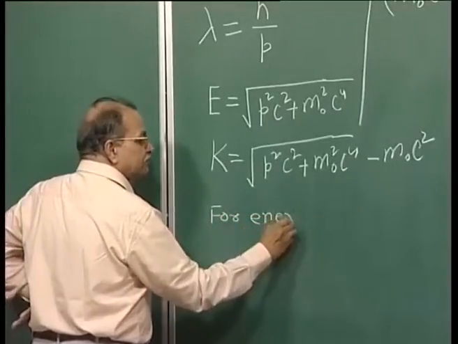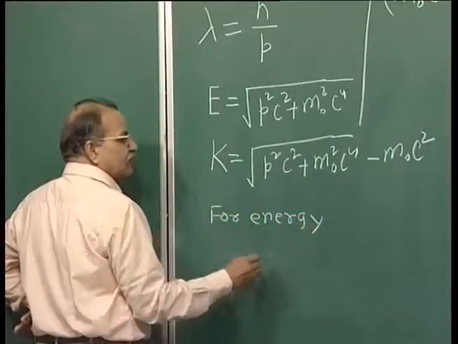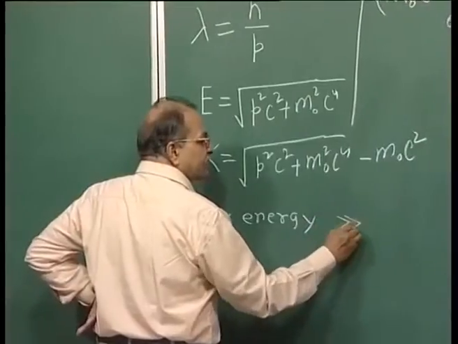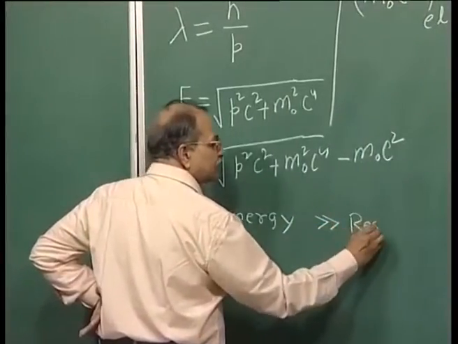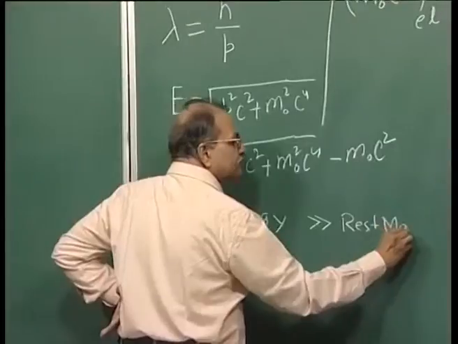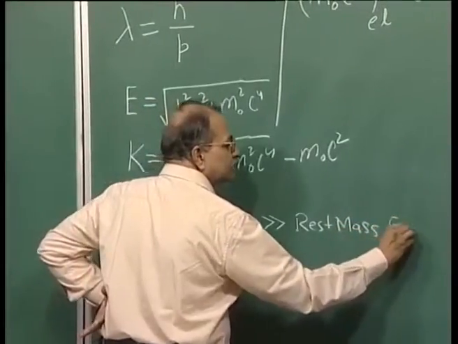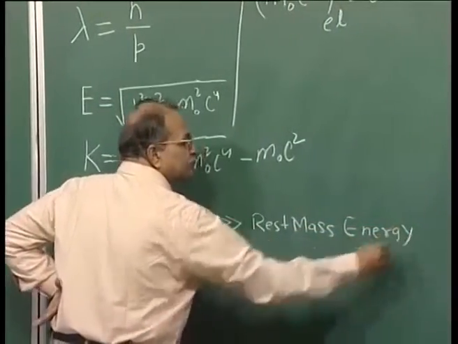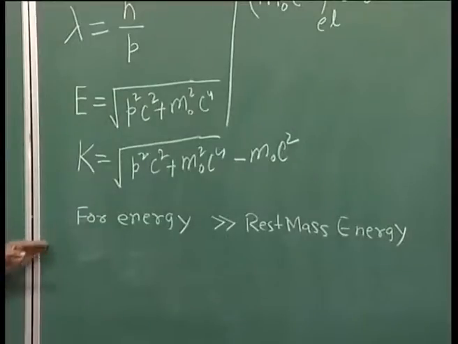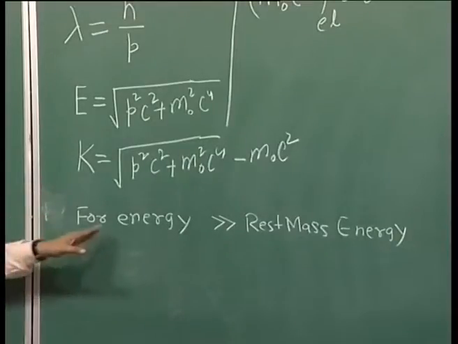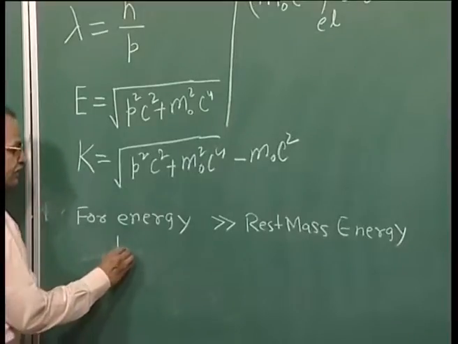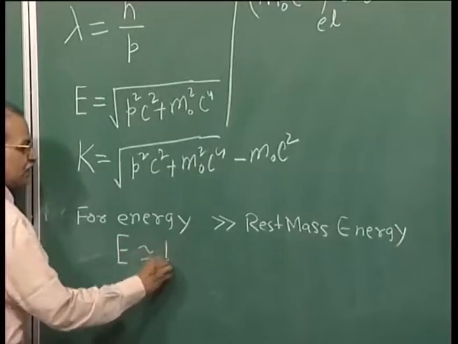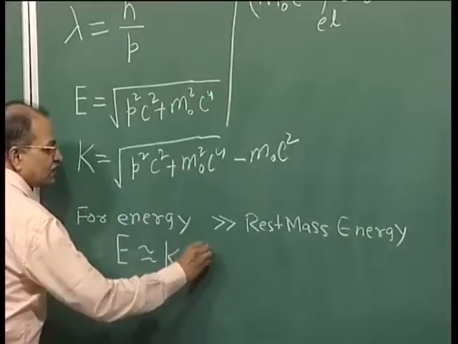So, for large energies, for energy or kinetic energy much larger than the rest mass energy, you will have E, which is almost equal to K and which is almost equal to p into c.